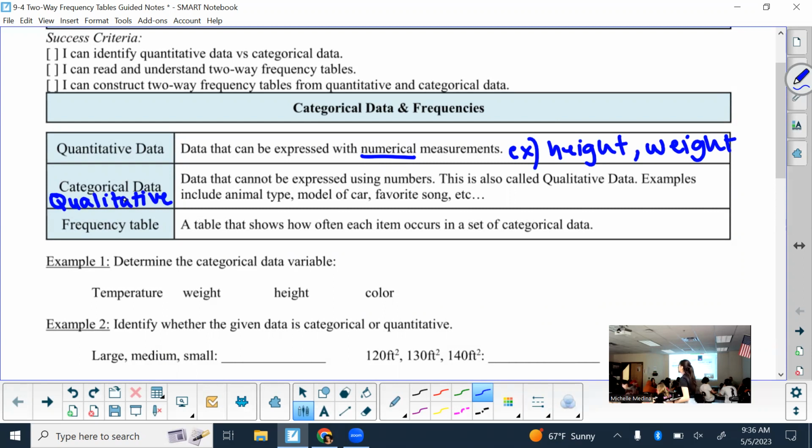So quantitative versus qualitative. Qualitative would be like qualities or data that cannot be expressed using numbers. So not be expressed using numbers. Like animal types, model of car, favorite song. What else could be categorical data? Right, so give me other examples of categorical data.